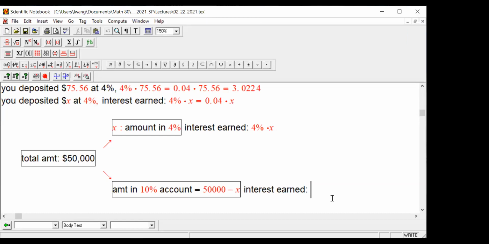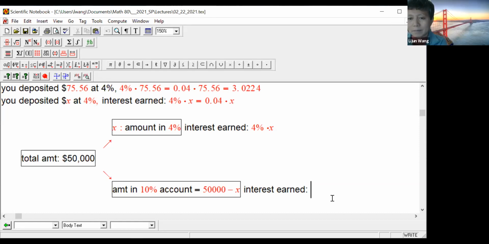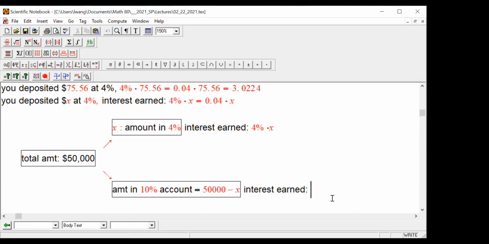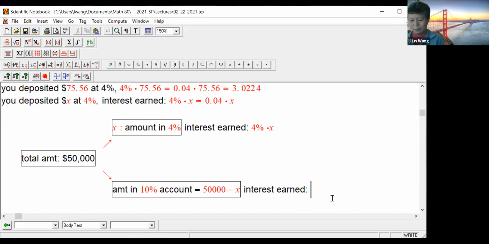Did you want us to say it, or type it? Yeah, you can type it or say it. 50,000 minus X times 10%? Perfect, perfect. Okay, so you're going to take 10%, multiply, we need to put parentheses there, 50,000 minus X.